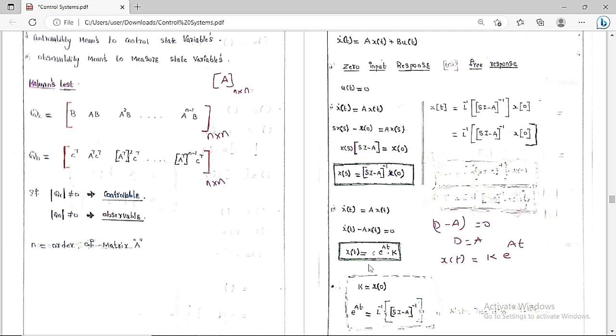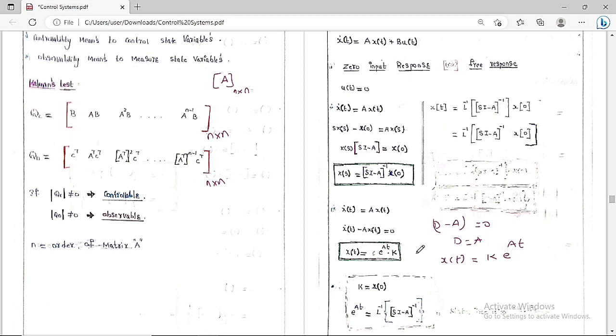So with the help of the differentiation concept, we get the response x(t) = k e^(At). This is the one obtained with the differentiation concept, while the earlier one is with the Laplace transform. So x(t) = k into e to the power of At. You can write k anywhere.